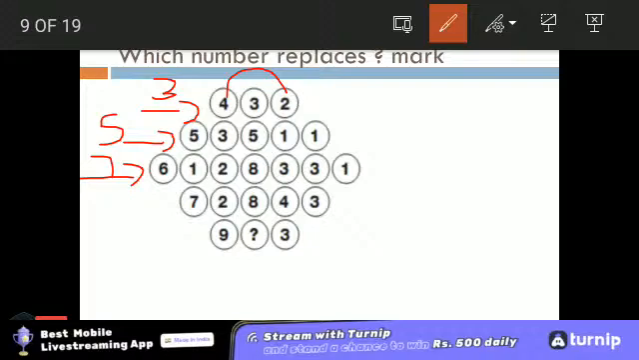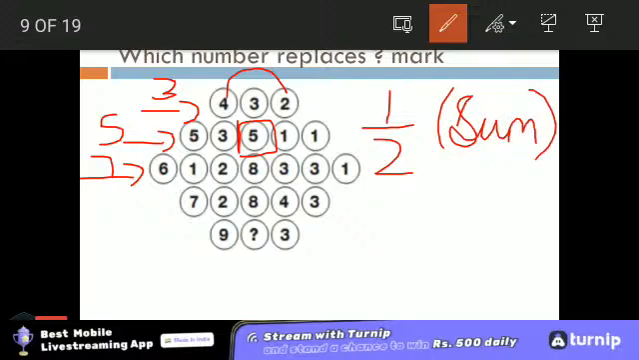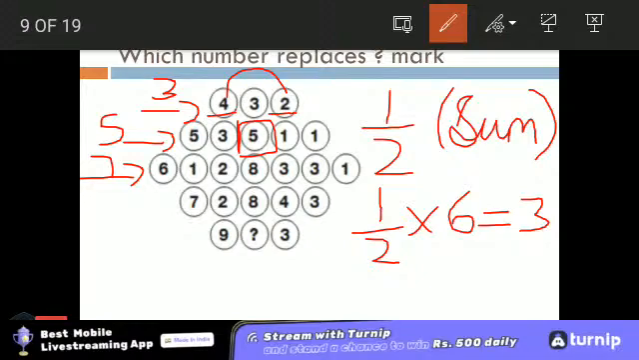Means basically the center circle is half of the sum of the left and right. So central circle, for example in the first case, we see 4 and 2, what will they give you? 6. Half of 6 will give you what? Will give you 3. So the central circle is just the half of basically the questions which we have dealt.